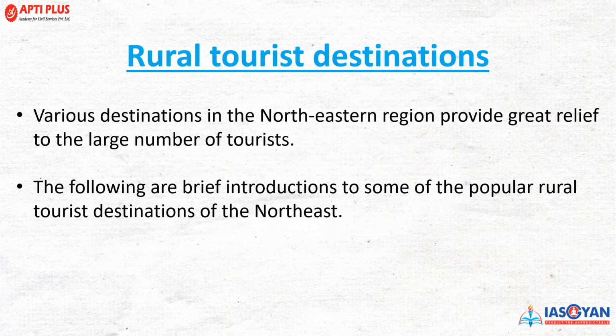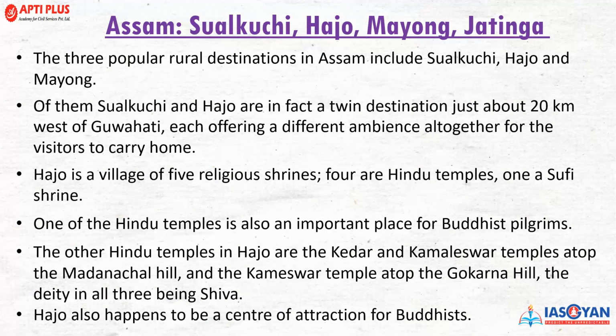तो अगर रूरल डेस्टिनेशंस की बात करें नॉर्थ ईस्टर्न रीजन में, they provide great relief to a large number of tourists. And following are the brief introductions about the popular tourist destinations in the northeast. We'll see one by one. The first is Assam: Sualkuchi, Hajo, Mayong, and Jinjiram. So these are the destinations.